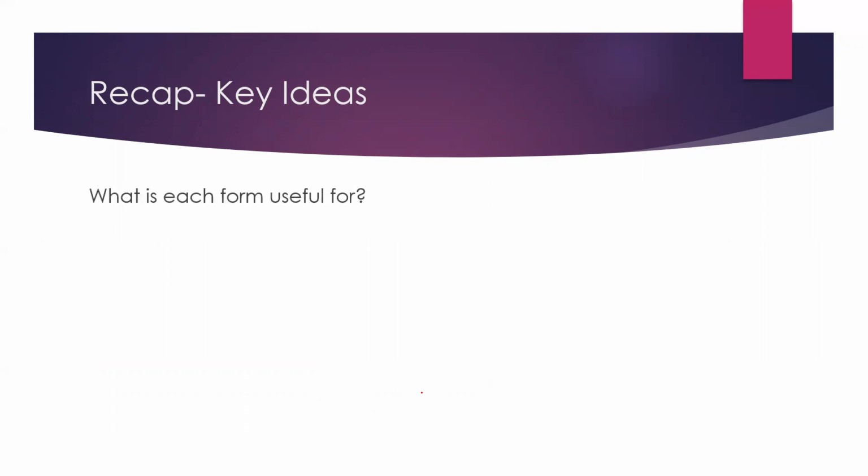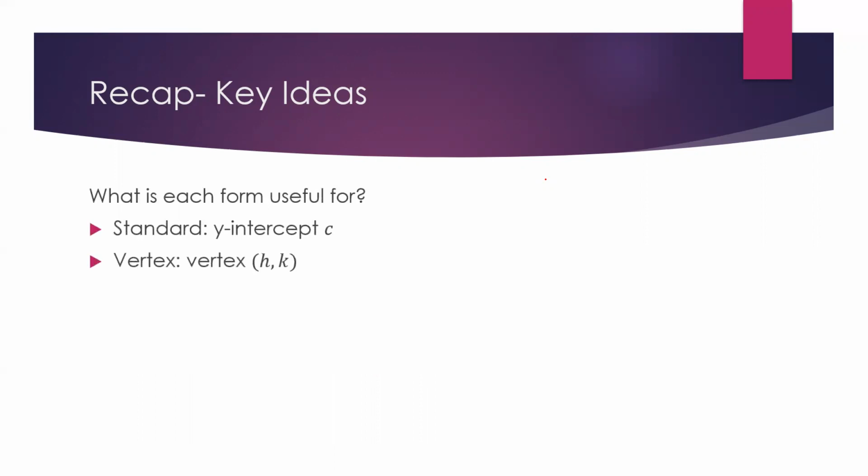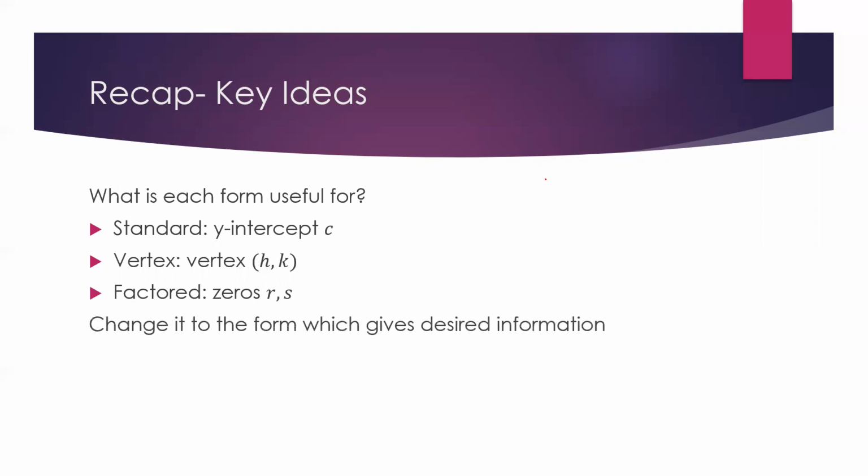So, recap of key ideas. What is each form useful for? Standard form is really helpful in telling you what the y-intercept is. It's going to be the c value, and that's quite easy to spot. Vertex form is going to identify the h and k values, and in factored form we can identify the zeros, so also quite easy as well. So you will have to get very good at switching between different forms to find what you're looking for, right?